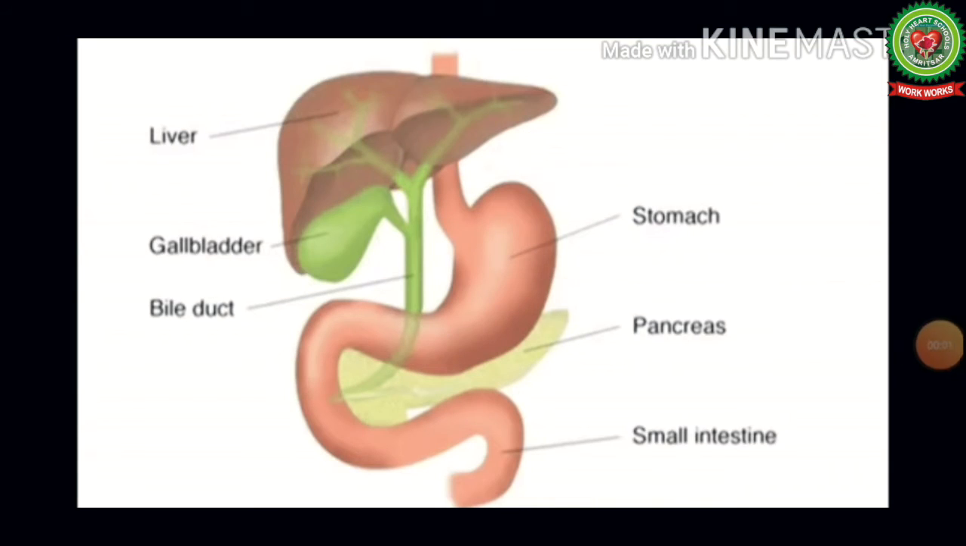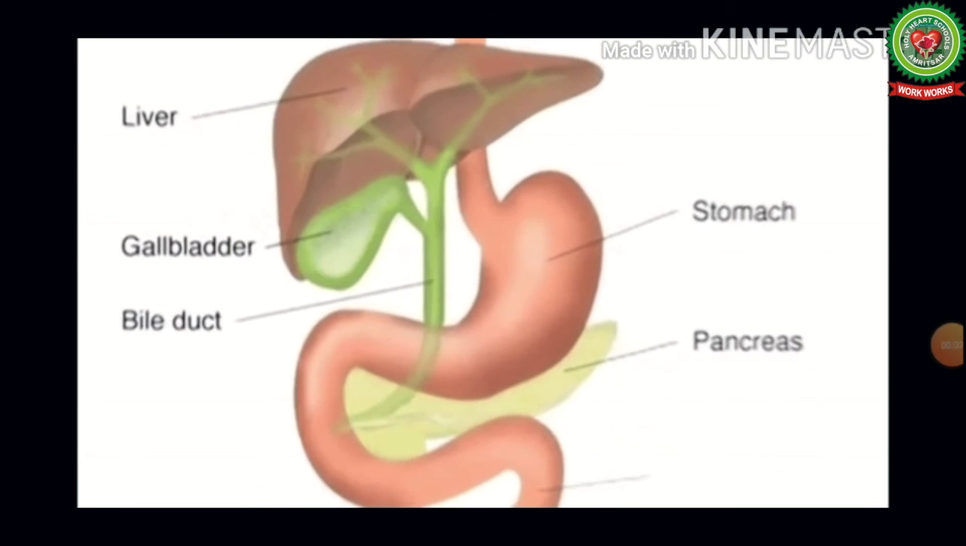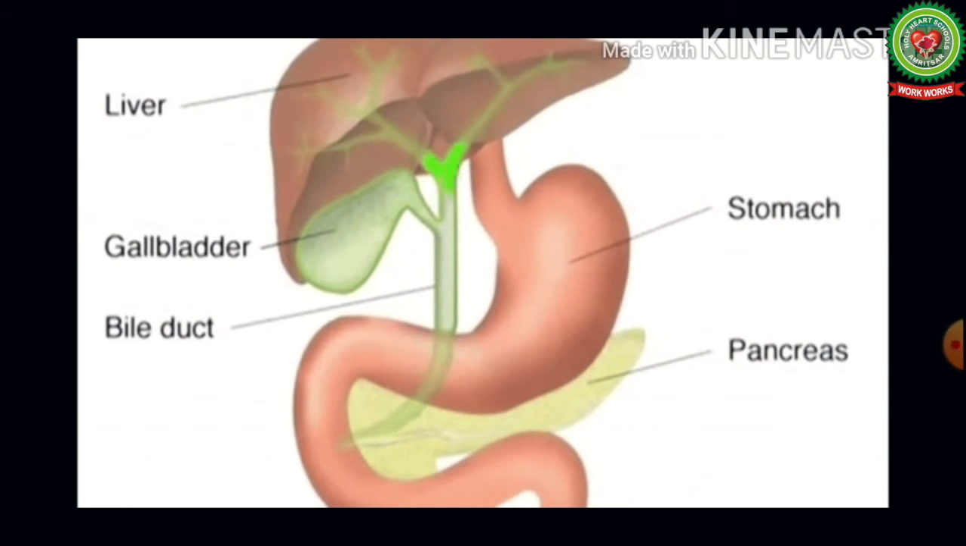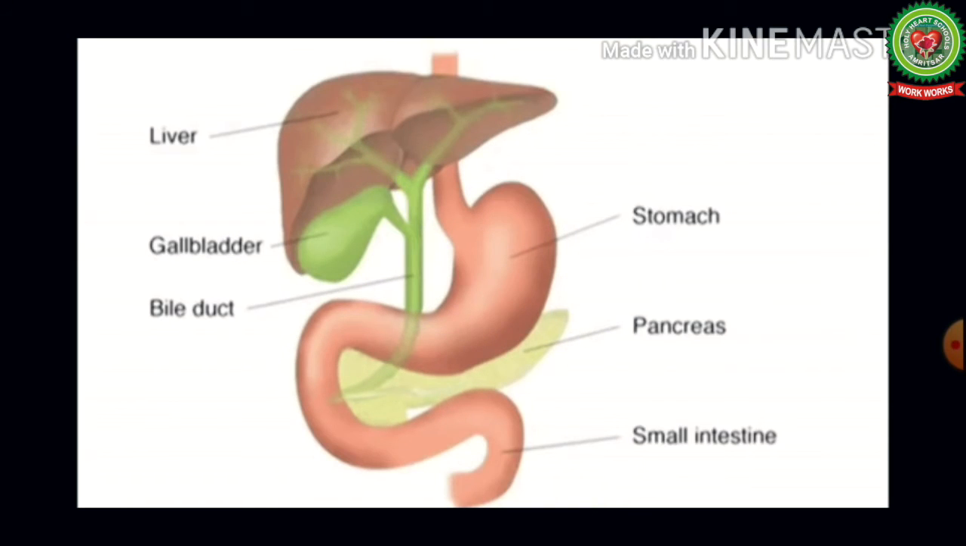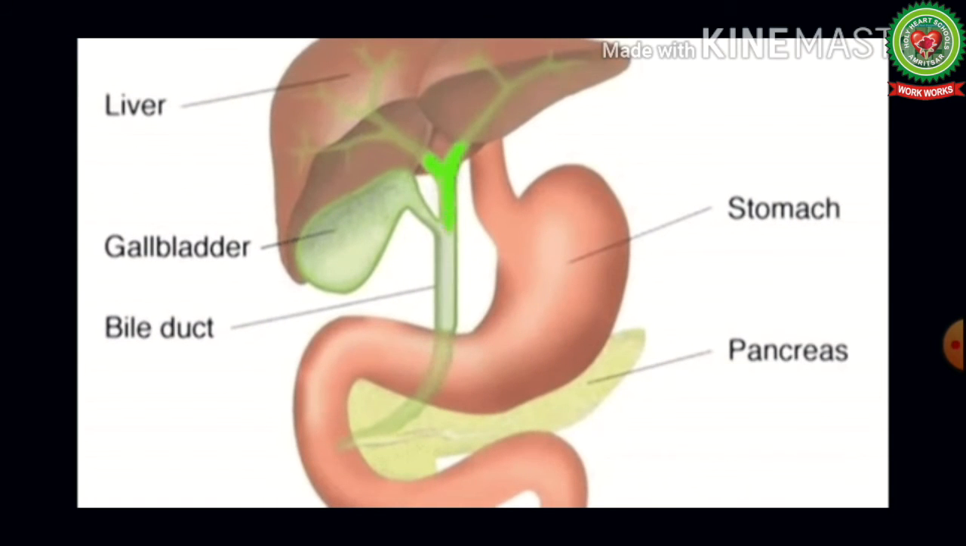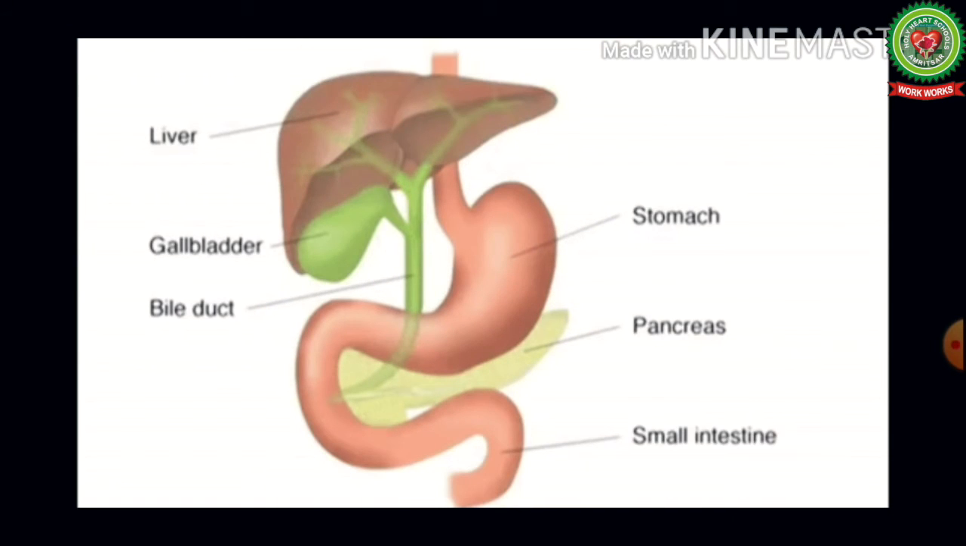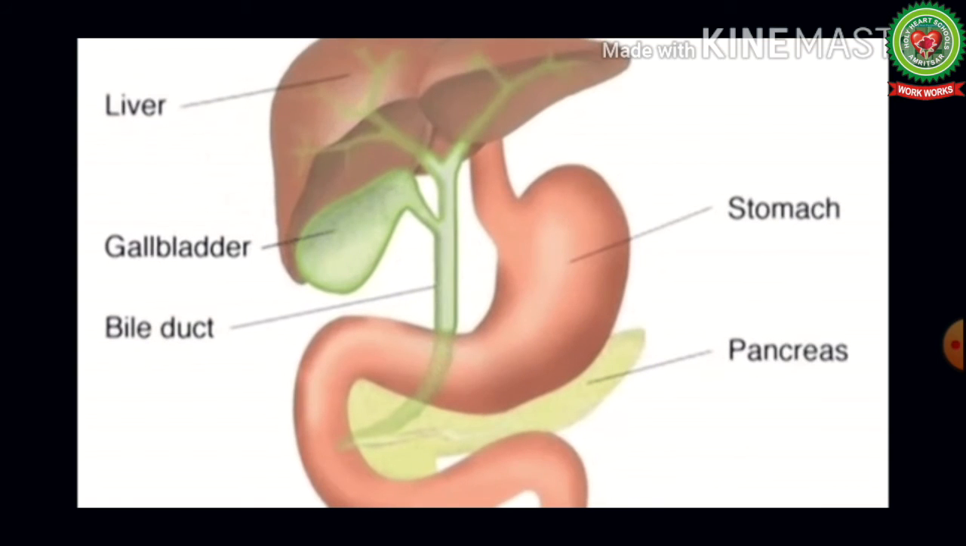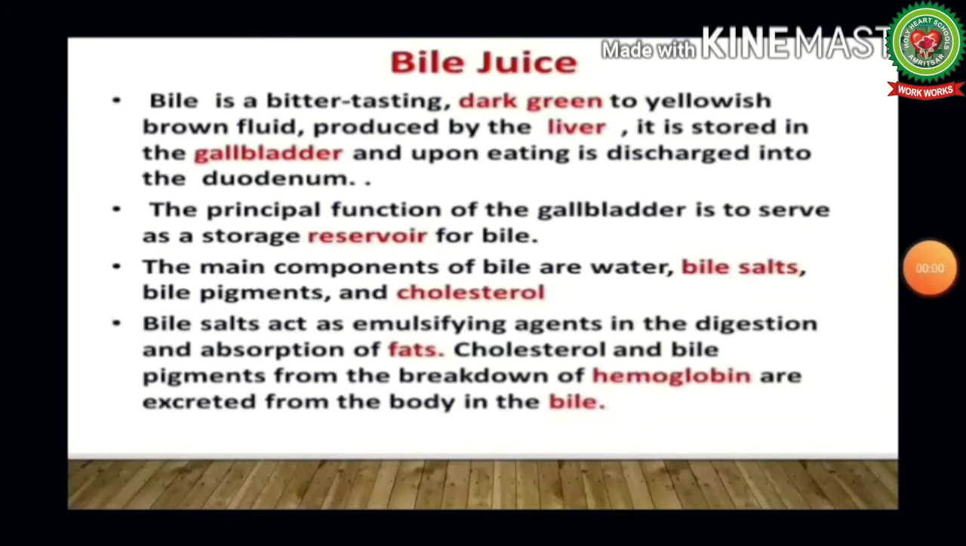In this picture you can see the liver, the largest organ of the body. It secretes bile juice, and bile juice is stored in the gallbladder. It is released into the duodenum when it's required. Now what is bile juice? What are the functions of bile juice?